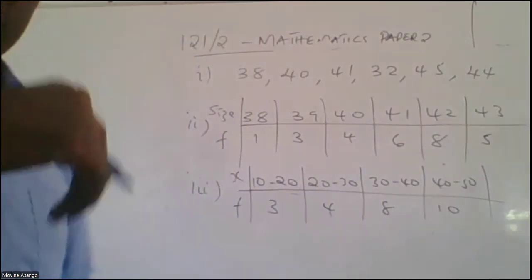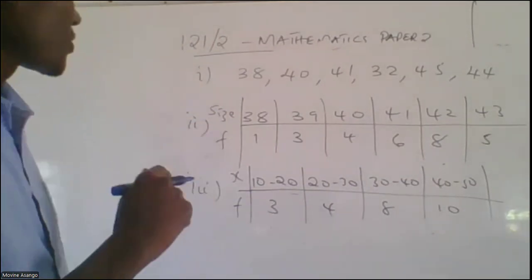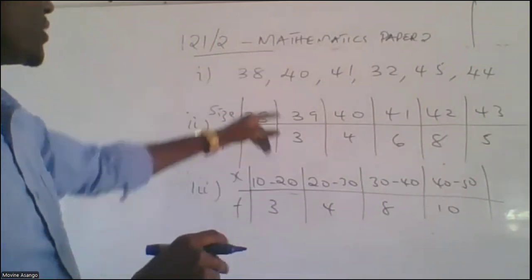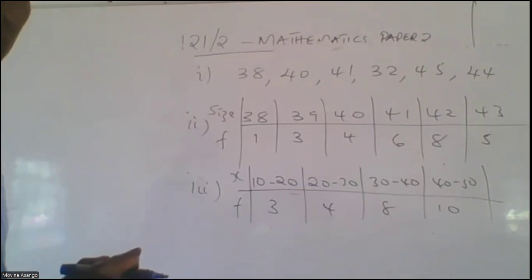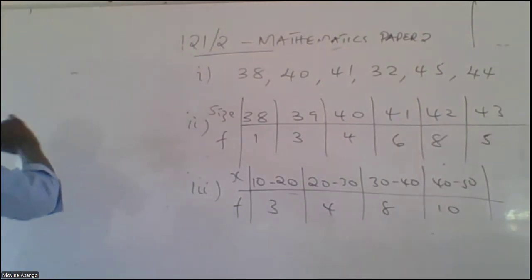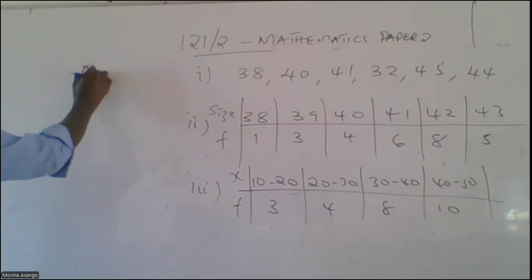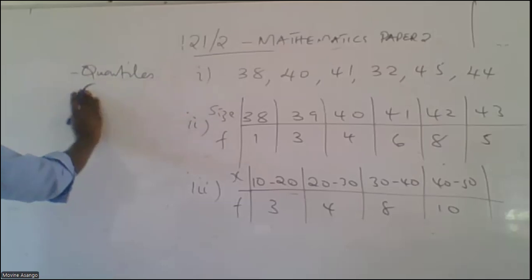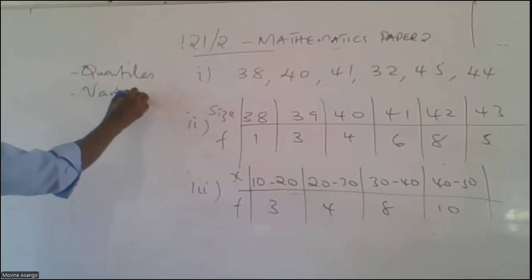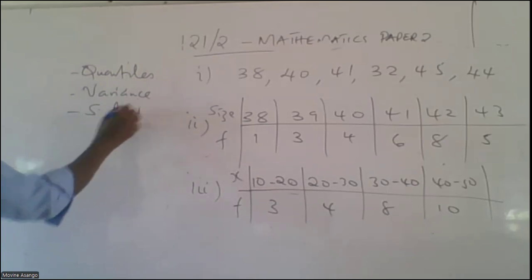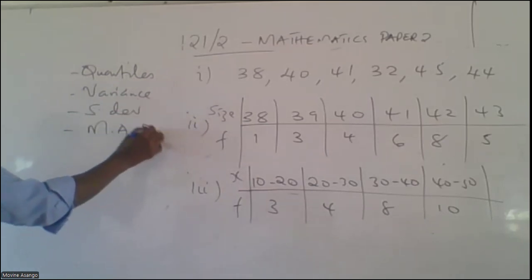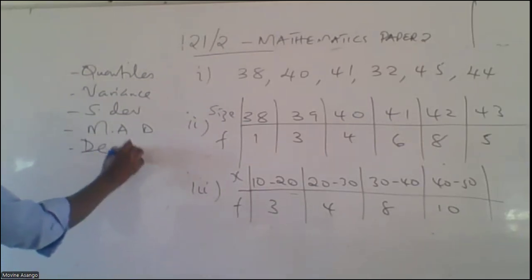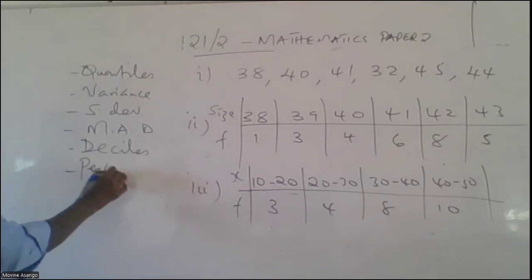What you need to do as a candidate, be in a position to know how to calculate in paper 2 measures of dispersion using this. What are the measures of dispersion? I'm going to explain that. We'll have something like, this time we have quartiles. You can calculate what is called standard deviations. Before that, we have the variance. We have the standard deviation. We have the mean absolute deviation. We have the deciles. We have the percentiles.